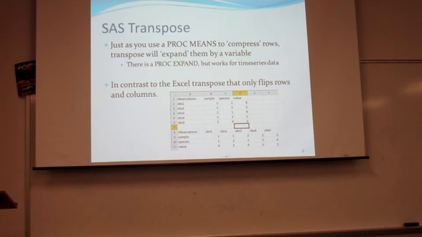Okay? And just to be extra confusing, there is a proc expand that will do this without using the transpose, but it only works for time series data. It's actually really helpful though. So with it, you can say I have monthly data but I want weekly data. You say I want to change month to week, and it fills in the observations for the week. It would be really helpful if it did that for this, because that's essentially what we're doing.